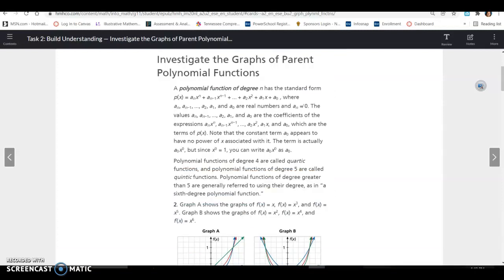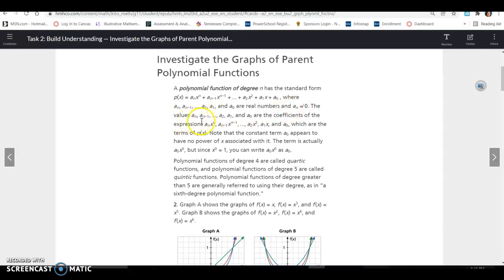Lesson 3.1, task 2. Investigate the graphs of parent polynomial functions. A polynomial function of degree n has the standard form p of x, and you can see here how it's written. This is just a mathematical version, with the subscripts a sub n minus 1 meaning it's decreasing by 1 each time, and also the powers n minus 1 will be decreasing each time. Where a sub n minus 1, and so on are real numbers, and a sub n is not equal to 0. That means the leading coefficient cannot be 0. With any polynomial function, that's the case.